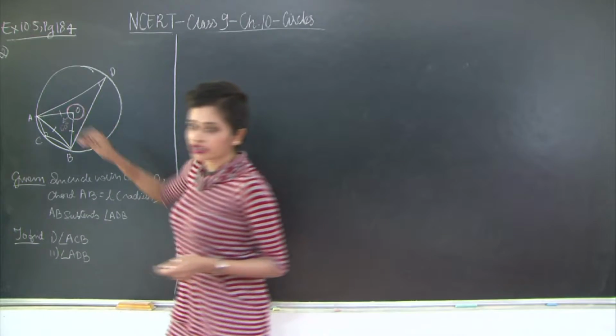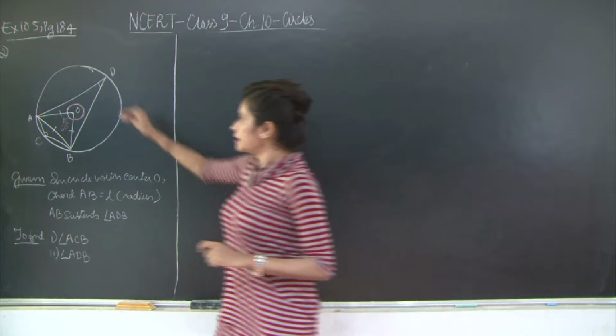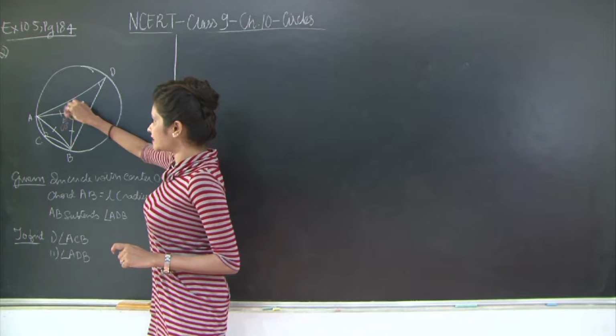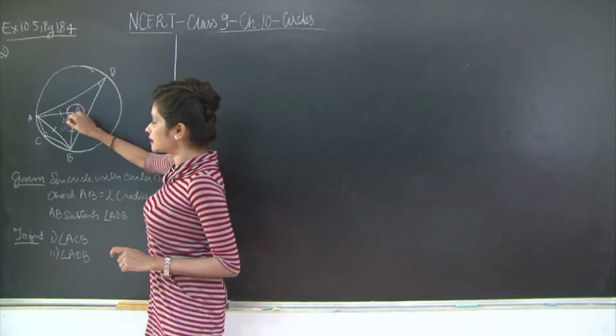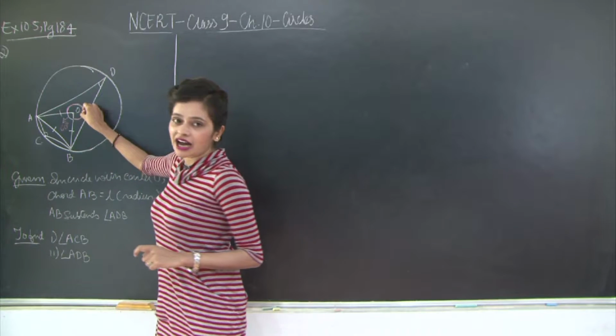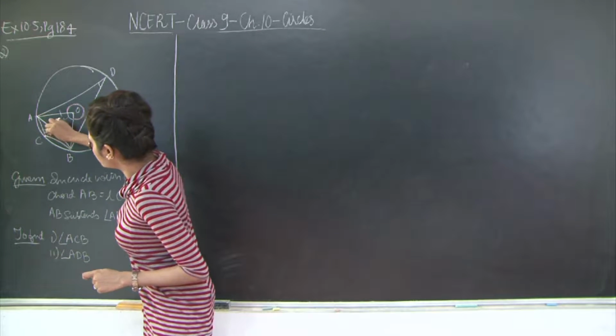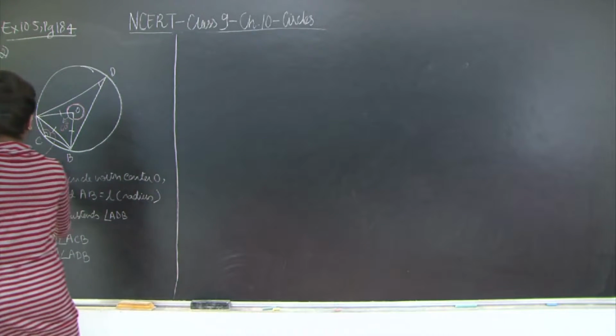Now, this entire circle is how much? We know that the entire circle measures 360 degrees. Therefore, reflex angle AOB would be 360 minus 60 which is 300 degrees. Therefore, ACB will be half of 300 which is 150 degrees. So, this angle out here is 150 degrees.